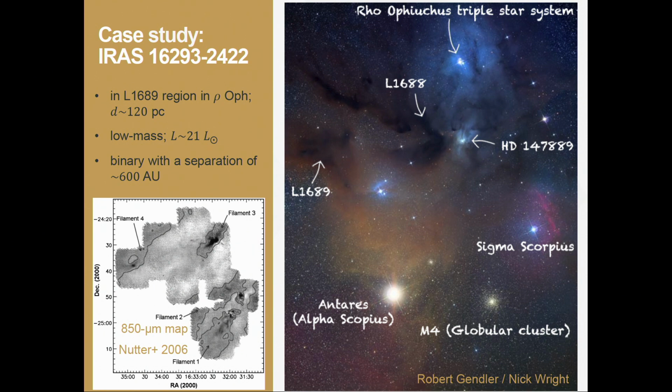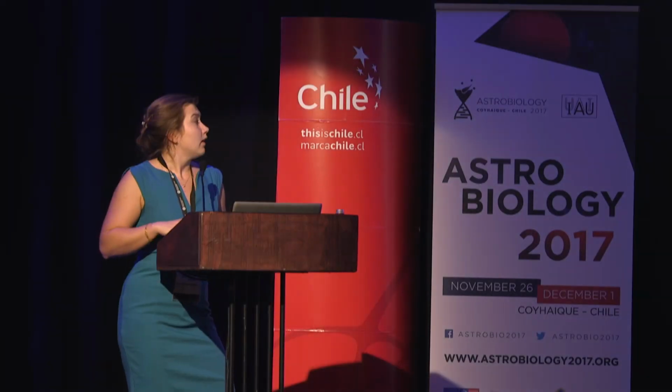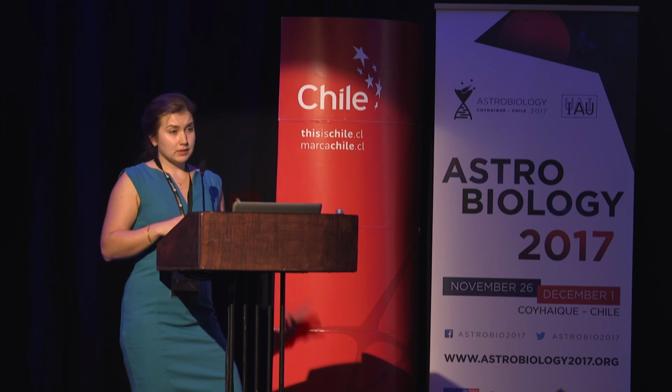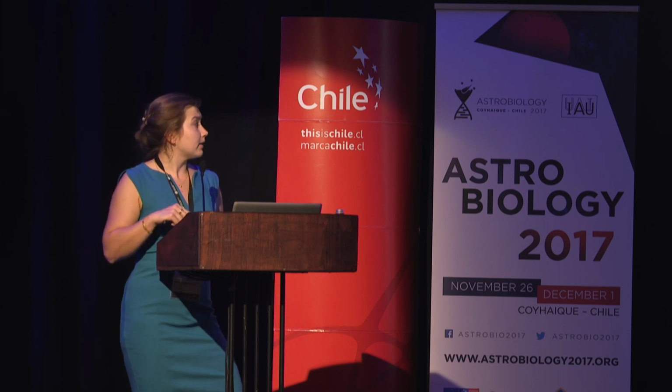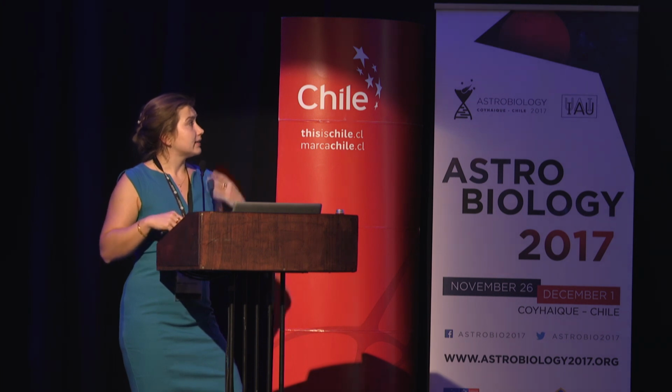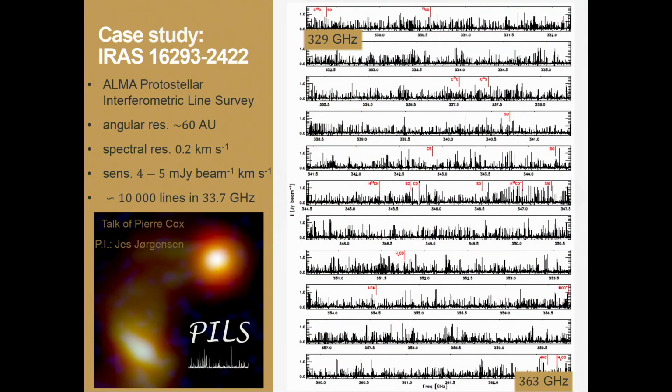So if you zoom in into L1689, then you will find the source in this filament 3 area. I am a member of the PILS team. PILS was introduced by Pierre Cox on the very first day, and it stands for the ALMA Protostellar Interferometric Line Survey. And the survey is special in the sense that it has a very high angular resolution, so we're resolving the low-mass binary with a spatial resolution of around 60 AU, and it also has an excellent spectral resolution of 0.2 kilometer per second, and an excellent sensitivity of 4 to 5 millijansky per beam kilometer per second.